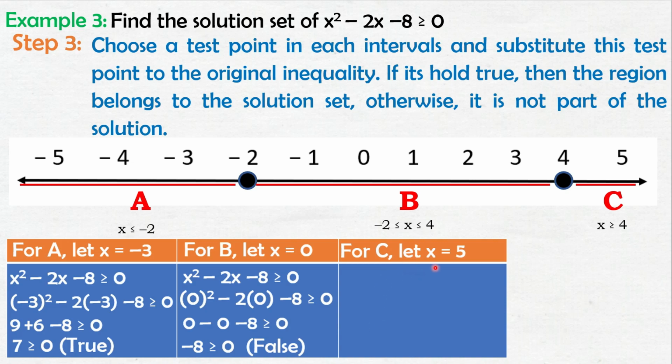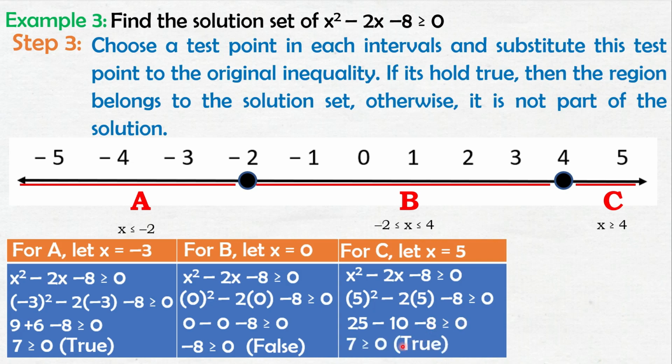For region C naman, we let x equals 5. So, kunin natin si 5 sa region C. Substitute natin sa given quadratic inequality. Makuha natin ay 5 squared minus 2 times 5 minus 8 greater than or equal to 0. 5 squared is 25. Negative 2 times 5, that is negative 10. So, we have negative 8 greater than or equal to 0. Simplify, we get 7 is greater than or equal to 0. Okay, and that is true. Na mas malaki naman talaga si 7 kumpara kay 0. So, ibig sabihin yan, yung mga numbers under region C ay kasama sa solution set natin.